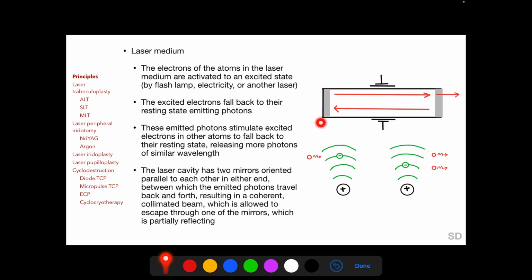The laser cavity has two mirrors at either end oriented parallel to each other, between which the emitted photons travel back and forth, resulting in a coherent and collimated beam which is allowed to escape through one of the mirrors, which is only partially reflecting.